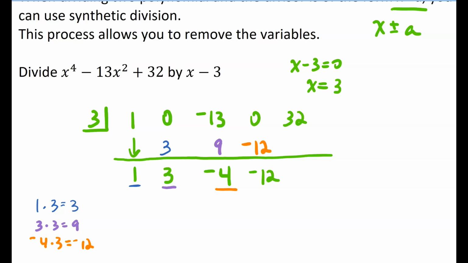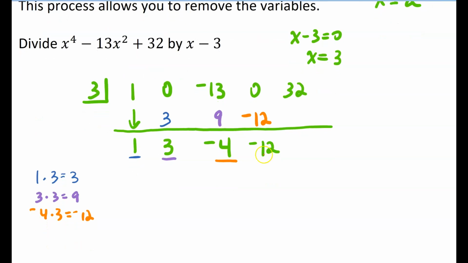What do I do with that negative 12? Multiply it by the 3 that's in the box. Negative 12 times 3 is negative 36. Where does that negative 36 go? Under the 32. And now I add: 32 minus 36 is negative 4. Is there anything left? There's nothing left. We have reached the end.